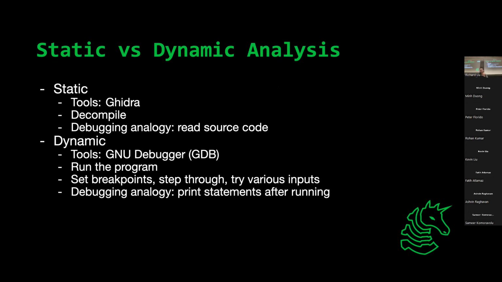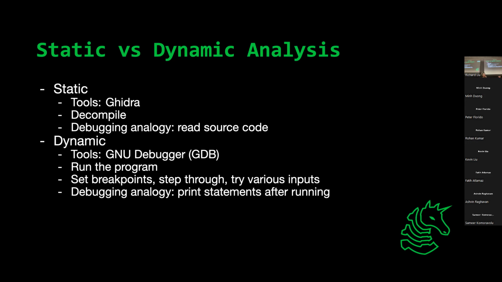There are 2 main types of analysis that we can do in order to reverse engineer a binary. One is static, and we usually do that through tools like Ghidra. What we can do in Ghidra is decompile. Decompilation is the process of turning compiled assembly code back into the original C code. But it's not a perfect conversion because we lose a lot of information in the compilation process. So the decompiler has to try to guess what the original code is.